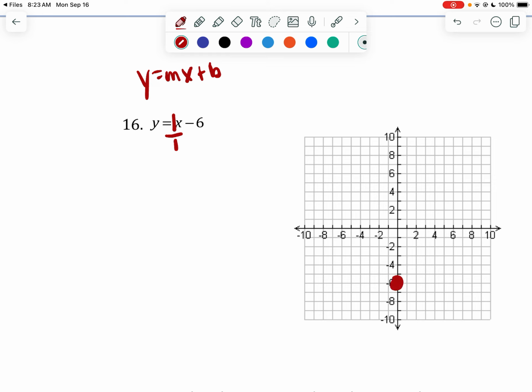All right, hopefully you put your first point at -6, and then this one you're just going up 1, right 1, up 1, right 1, up 1, right 1, and you can do that a whole bunch of times, and you got your line. Okay, so it should look like that.